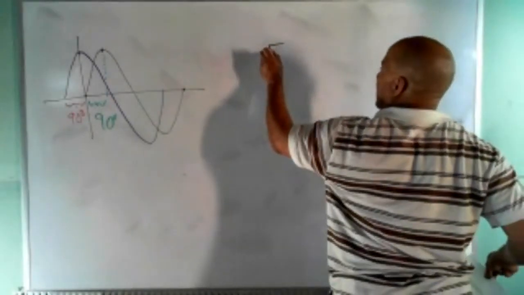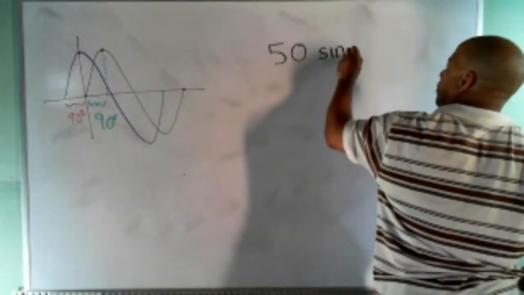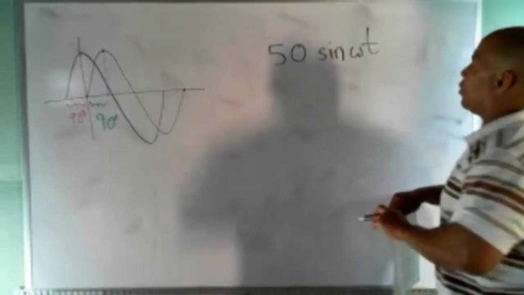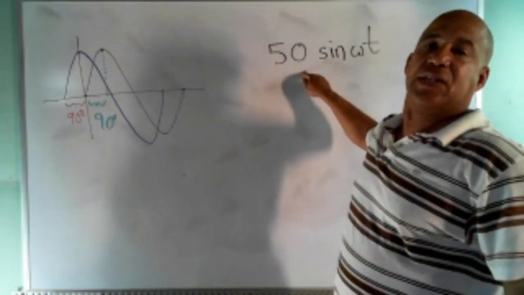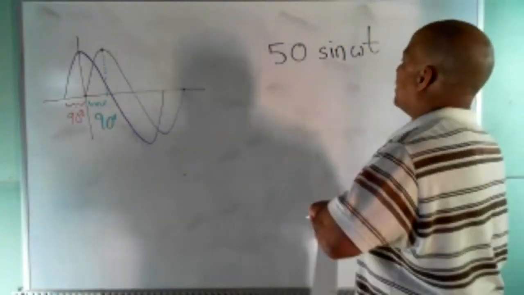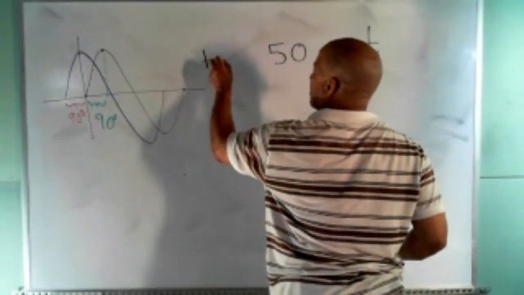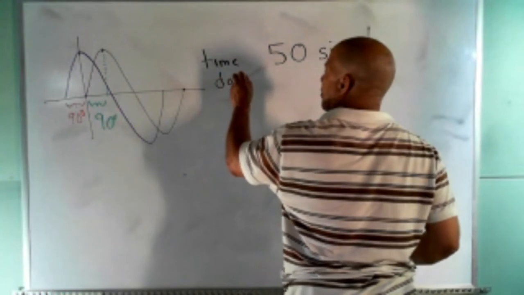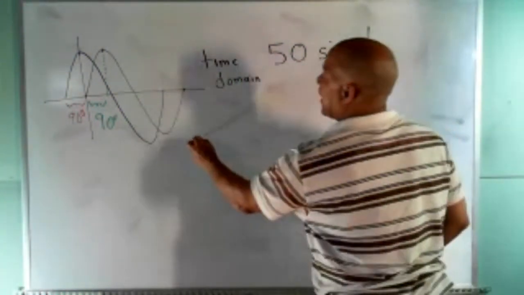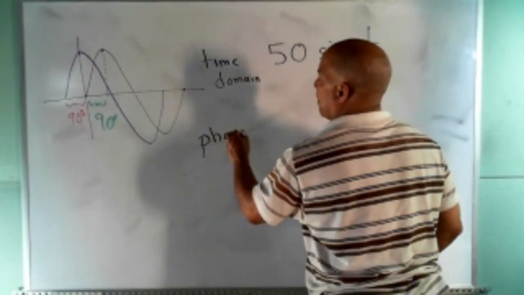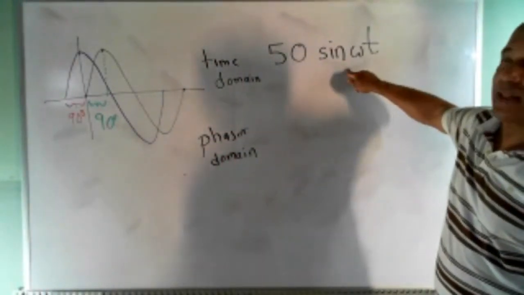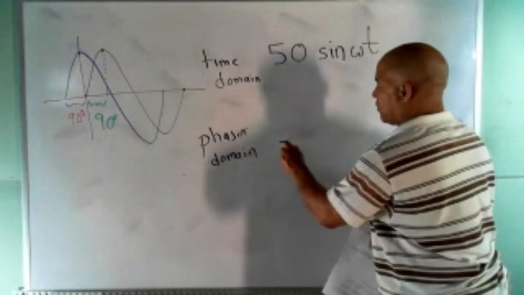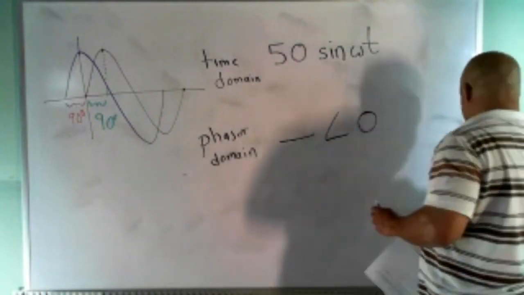So here's the problem. It is 50 sine omega t. And they don't tell you what omega t is, because that's not necessary when you're dealing with phasors. Now, I mentioned this last class. This is called time domain, because the independent variable here is t, and we're going to change it to phasor domain. In phasor domain, I got to have an RMS value and the phase angle. So let's convert this to a phasor.